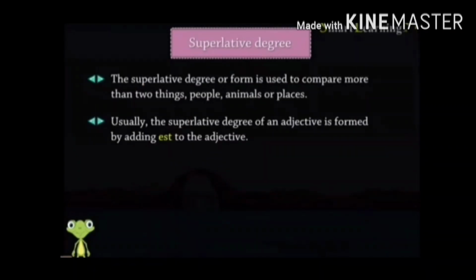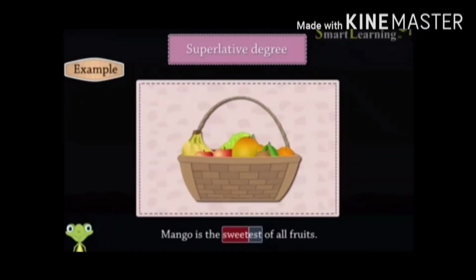Next is superlative degree. The superlative degree or form is used to compare more than two things, people, animals or places. Usually, the superlative degree of an adjective is formed by adding est to the adjective. Let's go through an example. Here is an example of superlative degree. Mango is the sweetest of all fruits. Here we have added est to sweet. Est suffix to sweet. So, here mango is compared to all other fruits.